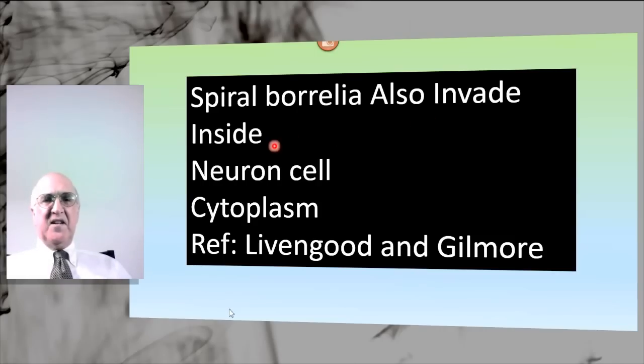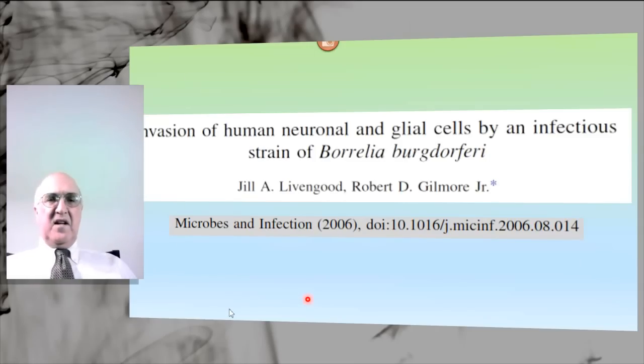Spiral Borrelia also invade inside the nerve cell cytoplasm. So we're talking now about spiral forms, not cystic forms. This work comes from the Centers for Disease Control, published by Dr. Livingood and Gilmore. I'll show you some examples of spiral forms. These aren't cystic forms, they are not rounded up. These are spirals. But they're invading human neurons, and they're invading the cytoplasm. So the spiral form can invade just as the cystic form can invade. And here's the paper: Invasion of Human Neuronal and Glial Cells by an Infectious Strain of Borrelia burgdorferi, 2006, Microbes and Infection.